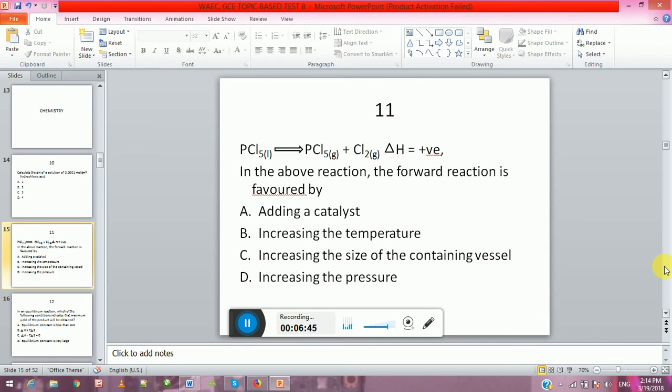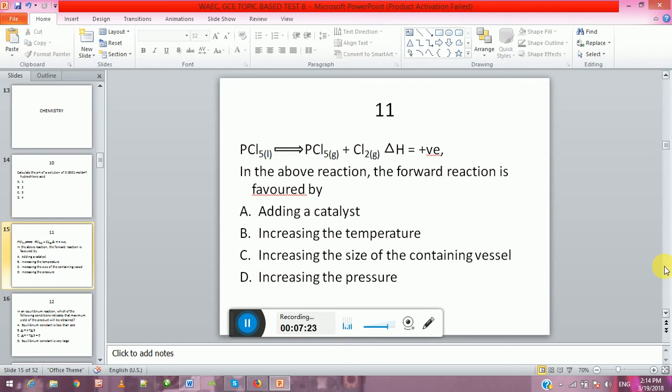PCl5 liquid forming PCl5 gas plus Cl2 gas with the absorption of energy. In the above reaction, the forward reaction is favored by A. Adding a catalyst, B. Increasing the temperature, C. Increasing the size of the containing vessel, D. Increasing the pressure.